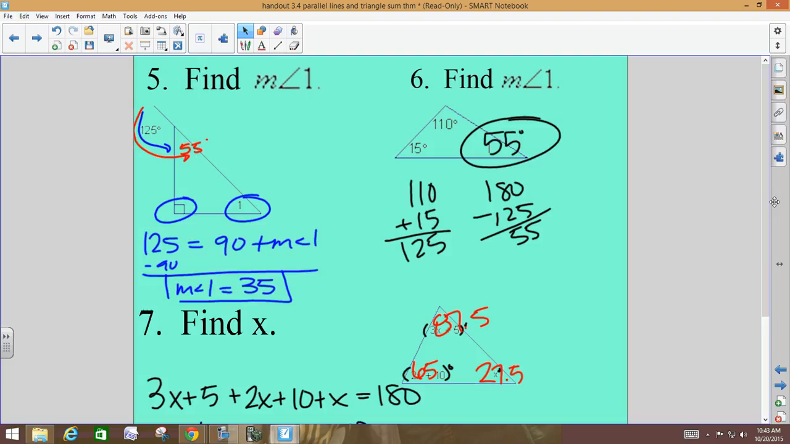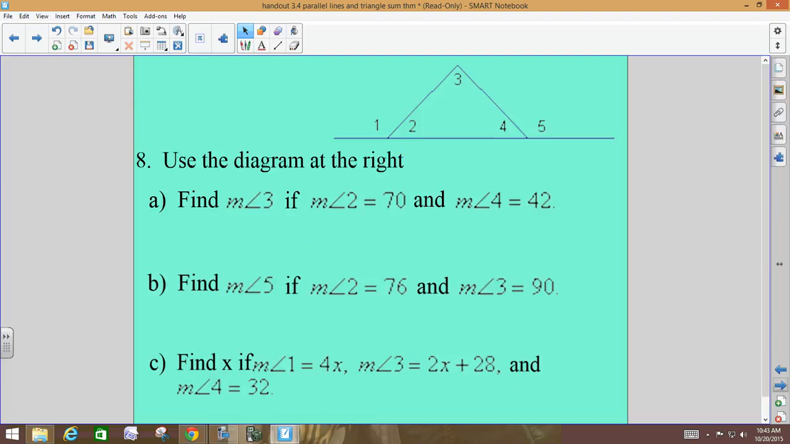Good. Rain, how about triangle number 5? Good, because it has one right angle. Awesome. All right. Number 8.